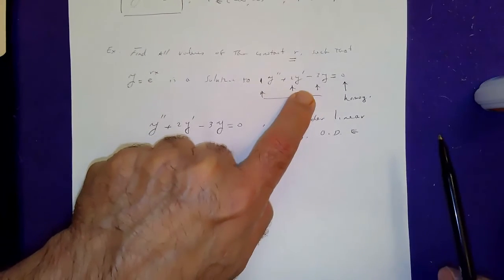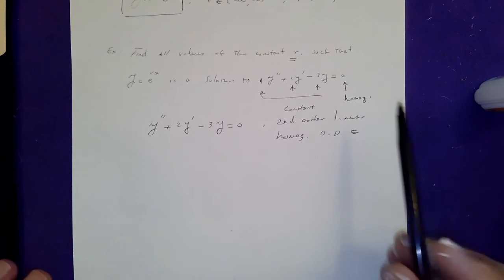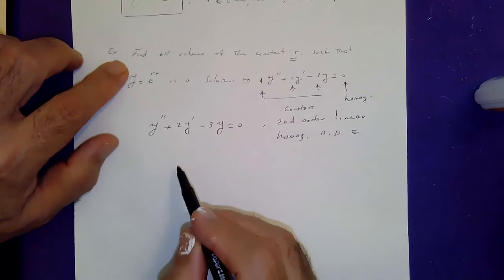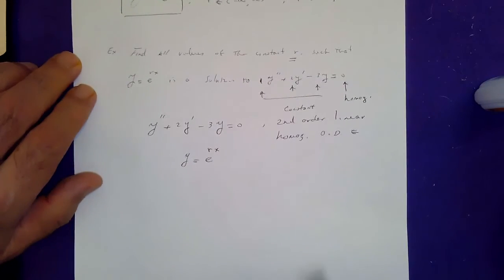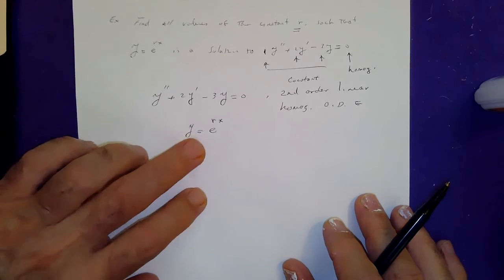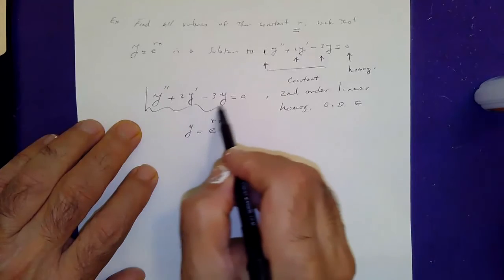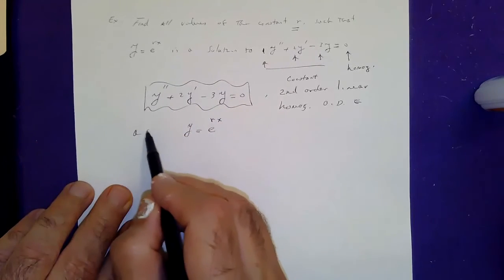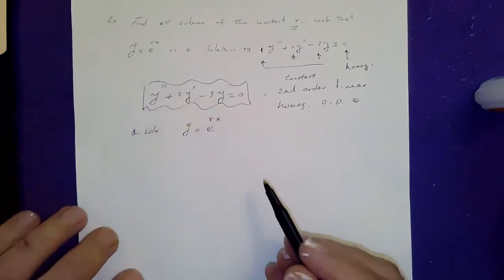So when you have linear homogeneous equations where the coefficients are constants and the external force or the function on the right side is 0, the solution should look like this. Y is equal to e to the rx. The question is, can you find values of r such that this will be a solution to this differential equation? Sure. Because the claim is this is a solution, so itself and its derivatives should satisfy this equation.